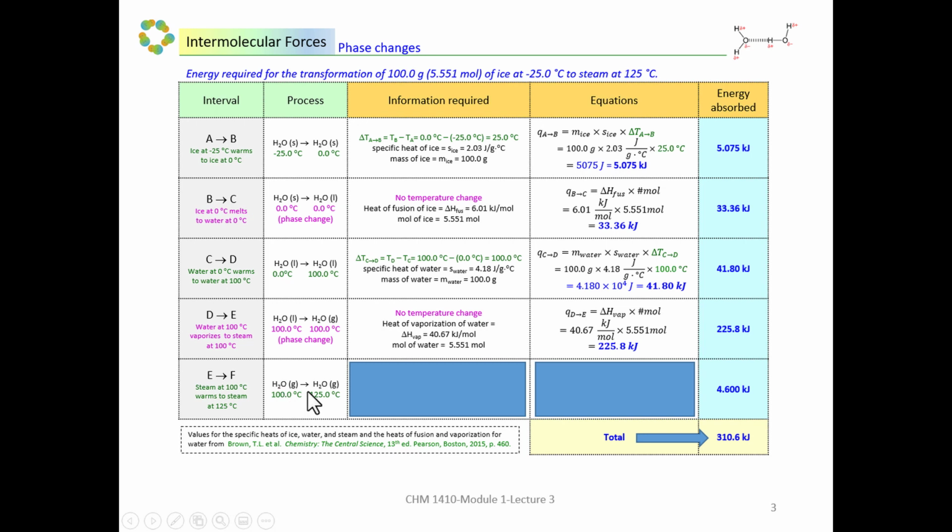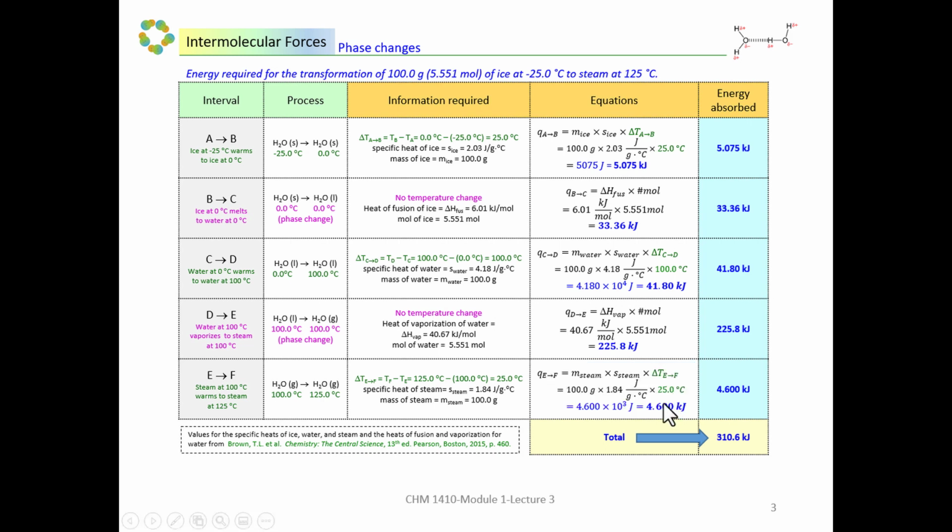So we need a temperature change and the specific heat of steam. Again, you'd be given that. The mass of steam would be 100 grams. We haven't lost any water molecules, at least we hope not. And we'd calculate here that the heat required for this interval is 4.6 kilojoules. If we add up all of these heat energies required for each one of these intervals, we say the total heat energy required to go from minus 25 to 125 for 100 grams of H2O is 310.6 kilojoules.